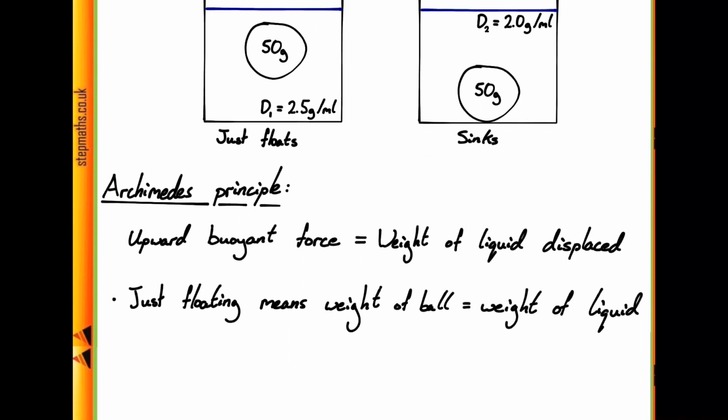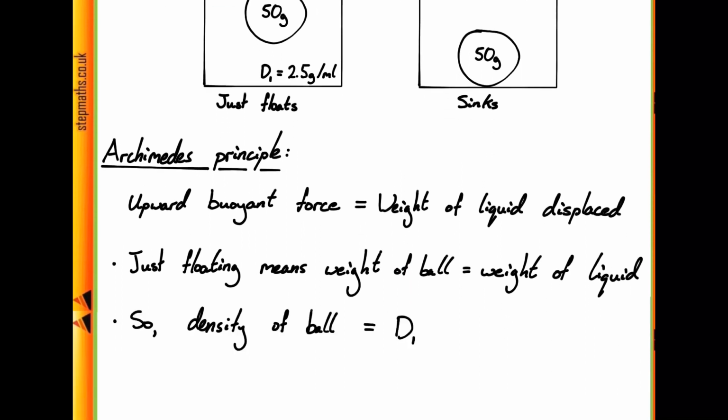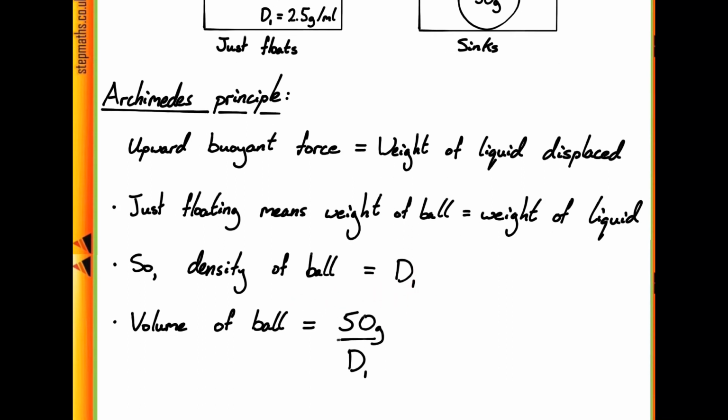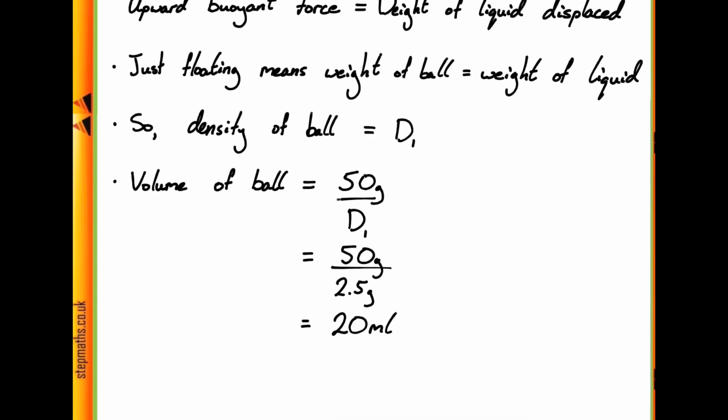So having the same weight means that the density of the ball is going to be the same as the density of the liquid. It's going to be 2.5 grams per millilitre, or D1 as we've called it. Then, with this density of the ball, we can go ahead and just figure out the volume of the ball, which is going to be its mass divided by its density, which we can of course substitute in to get a volume of 20 millilitres.